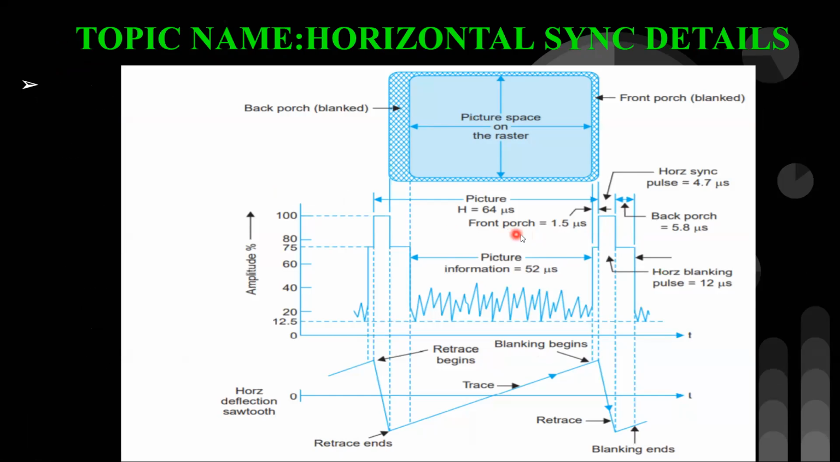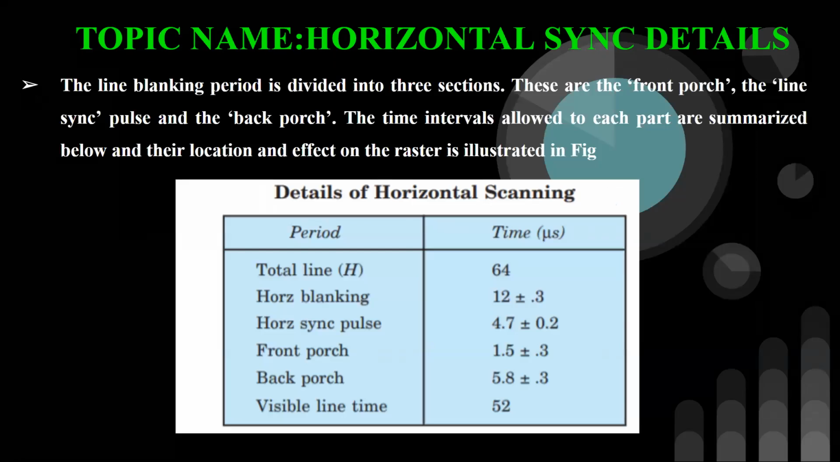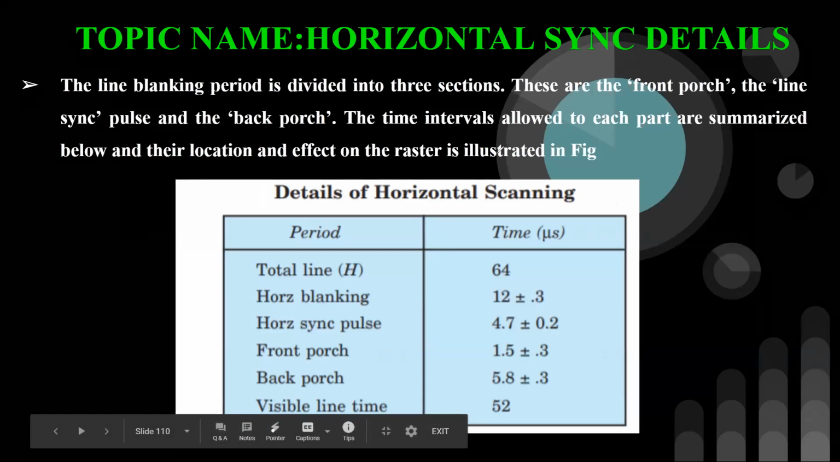The front porch is a very small period, 1.5 microseconds, inserted at the end of the picture details for that line, before the leading edge of the line synchronization pulse. This interval allows the receiver video circuit to settle down from whatever picture voltage exists at the end of the picture line to the blanking level. That is the information we wanted to learn about the front porch. It is simply called a very small cushioning period.